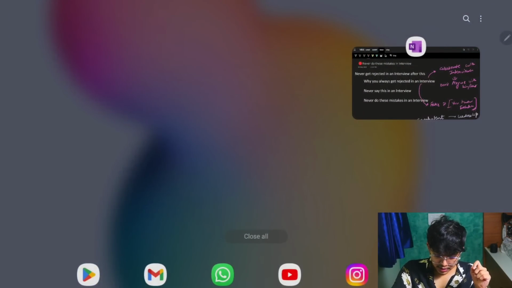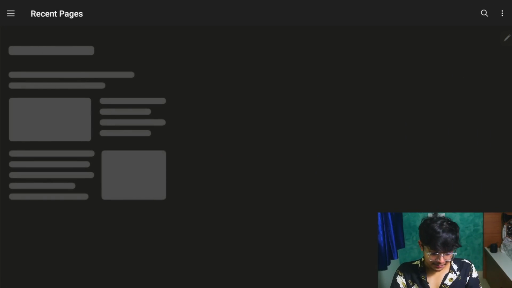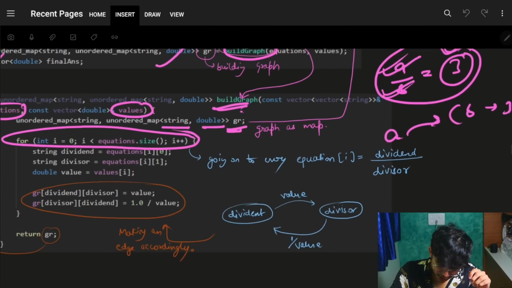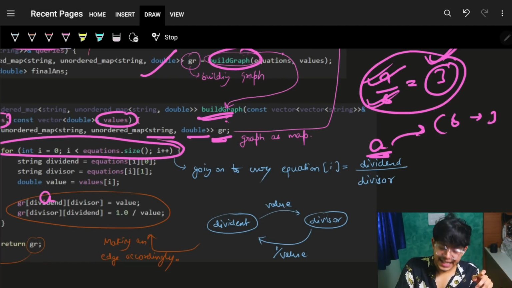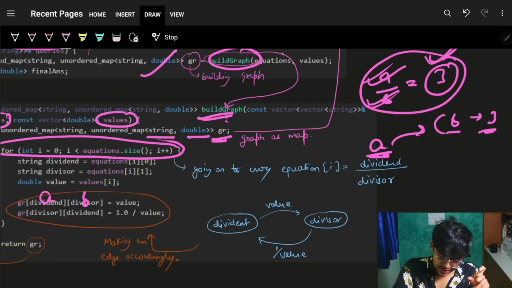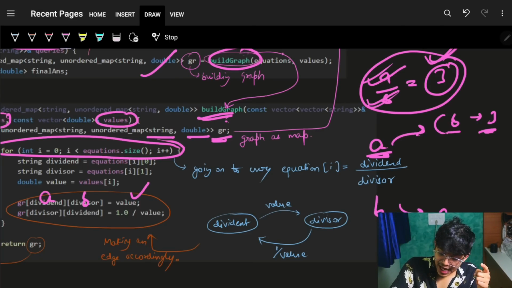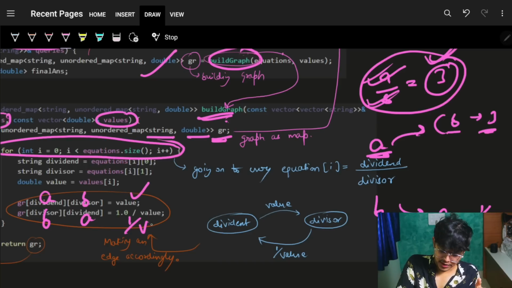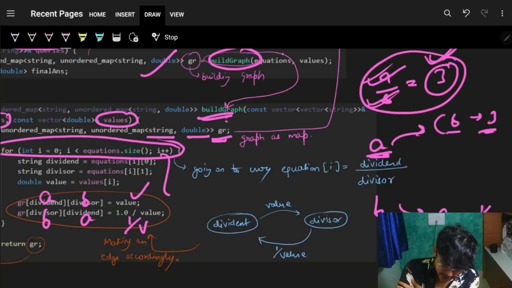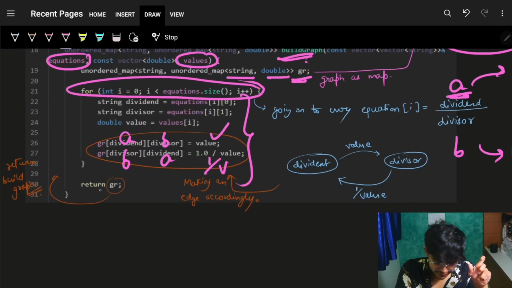Everything is crashing today, damn. But no worries at all. What we will do is simply that for that dividend A and that divisor B, I will have this value as 3. That is the value. And similarly, for B to A, I will have a value of 1 upon 3. So for this B, which is the divisor, to A, the value is 1 upon the value, which is this particular V. That is how I will make my directed graph, and I will return that graph.